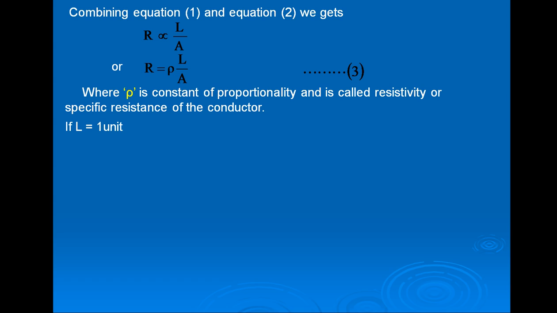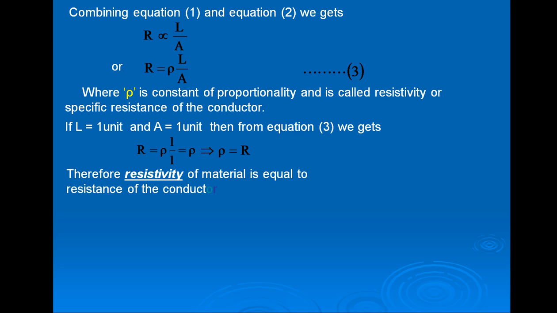If L is equal to 1 unit and A is equal to 1 unit, then from equation 3 we get R = ρ × 1/1 = ρ, or ρ = R. That is, the resistivity of a material is equal to the resistance of a conductor of that material of unit length and unit area of cross section.